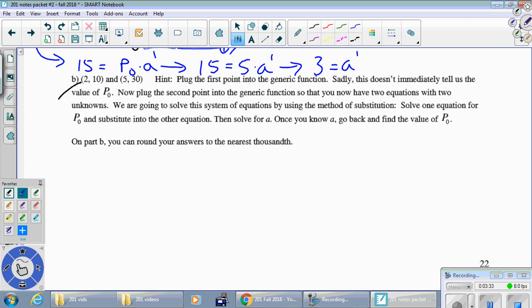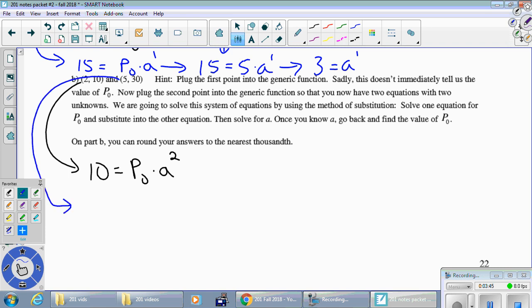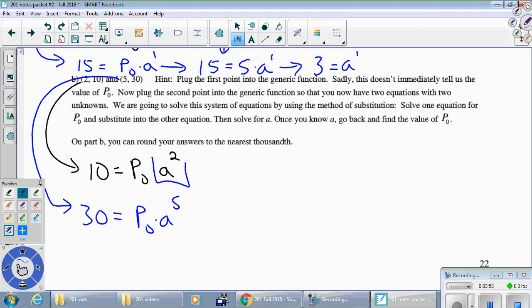So first point tells me that 10 is equal to P sub 0 times A to the 2. And then the other point, I should say, is that 30 is equal to P sub 0 times A to the 5th. Okay, so this one is not as nice because we don't just have A to the 0 where it just vanished. So we actually have 2 equations with 2 unknowns, and we're going to use the substitution method here. I'm going to solve one equation for one letter and substitute into the other equation. So I'm going to solve this equation for P sub 0.